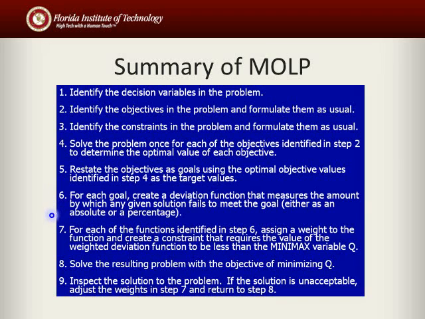Step number 6, for each goal, create a deviation function that measures the amount by which any given solution fails to meet the goal. Step number 7, for each of the functions identified in step number 6, assign a weight to the function and create a constraint that requires the value of the weighted deviation function to be less than the minimax variable q. Step number 8, solve the resulting problem with the objective of minimizing q. And lastly, inspect the solution to the problem, and if it is unacceptable, then adjust the weights. So go back to steps 7 and 8. So this is a summary of the step-by-step process to formulate a solution for multiple objective linear programming.